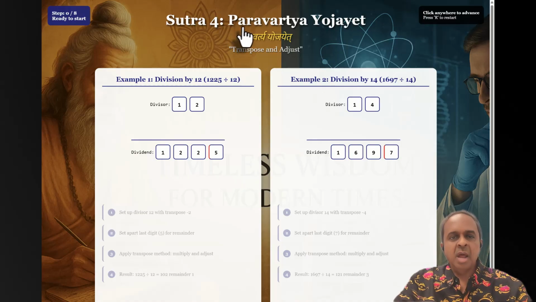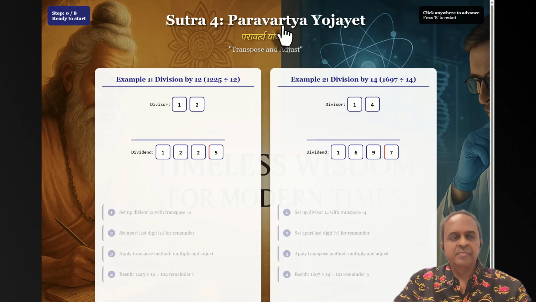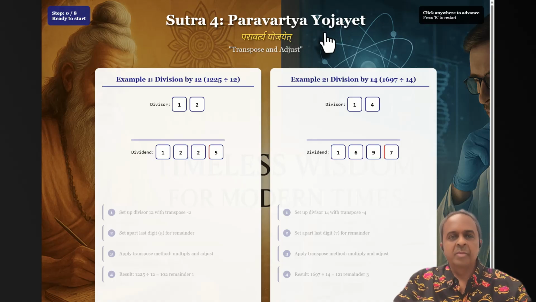Pa, Ra, right? VAR, where you pronounce stress, Tya. Then Yo, Ga, Yet. Yojayet. Okay, Paraavartya Yojayet. So the direct translation of this fourth sutra is transpose and adjust.